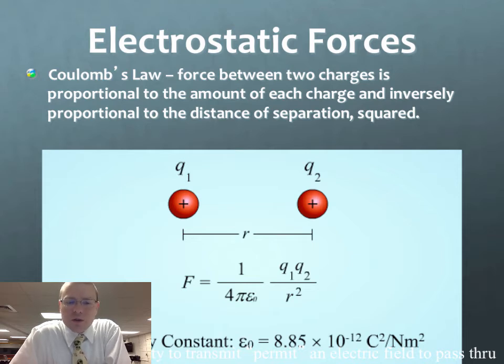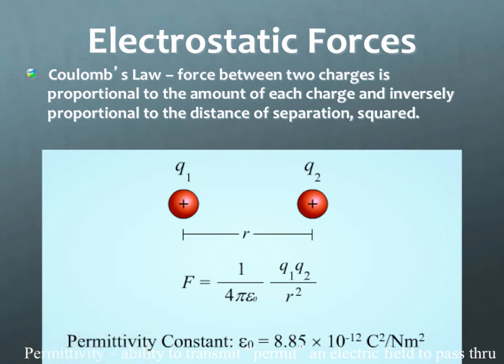So it looks very similar to what we did in gravity, where we had the big gravitation constant, mass 1, mass 2 over r squared. This time we're dealing with two charges and the distance between the two charges squared again. The constant this time is 1 over 4 pi epsilon 0, where epsilon 0 is known as our permittivity constant. It's 8.85 times 10 to the negative 12th Coulomb squared per Newton meter squared.